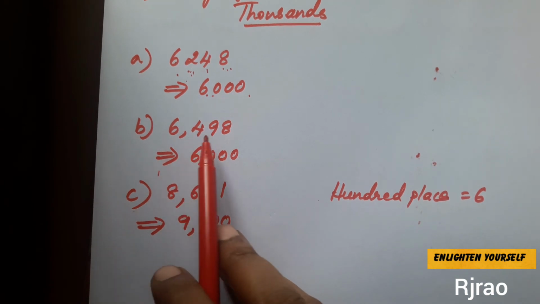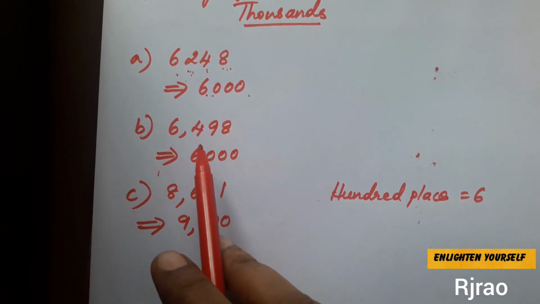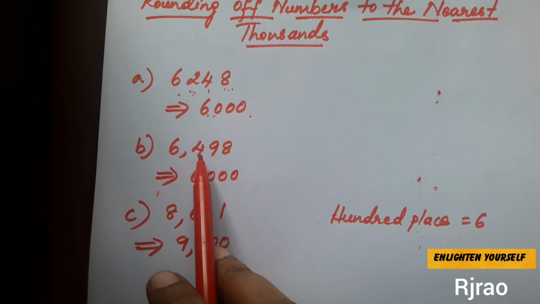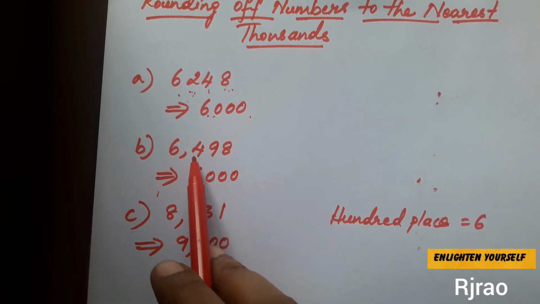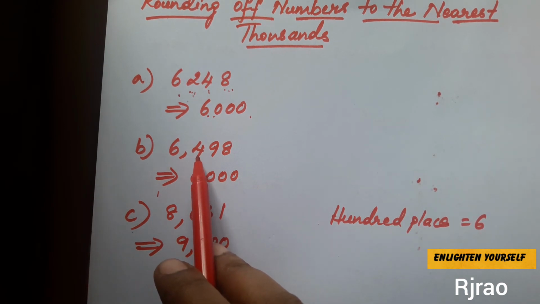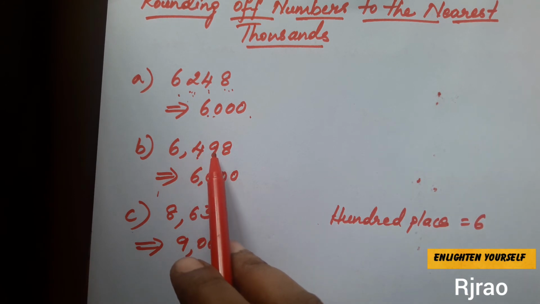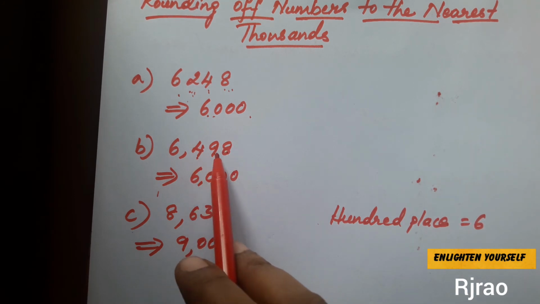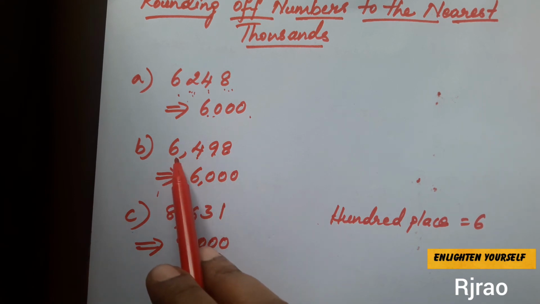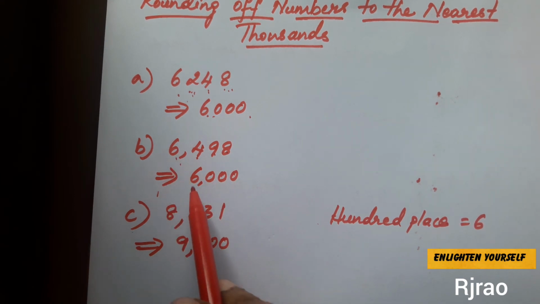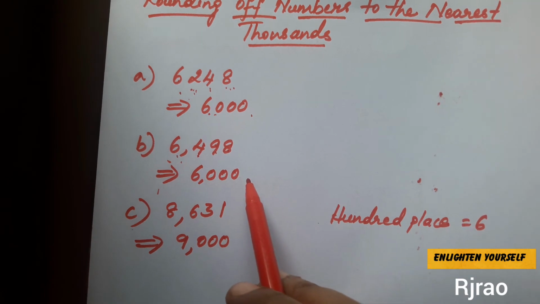Similarly the next one, 6498. Here again we have to see the digit in the hundreds place. Here it is 4, which is less than 5. Therefore we round off the hundreds, tens and ones place digits to 0, and the digit in the thousands place stays the same, so it is 6000.